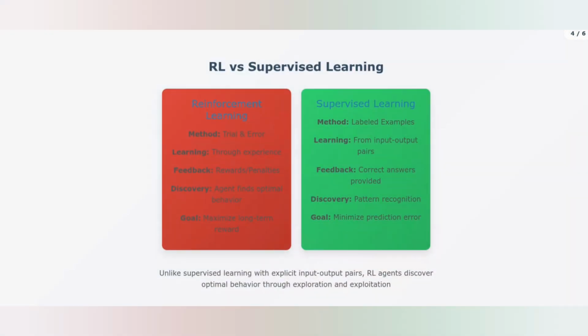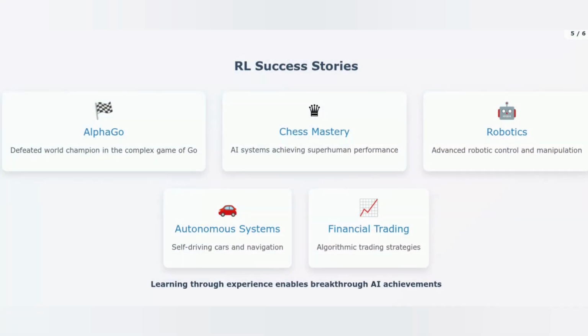Unlike supervised learning, where you provide explicit input-output pairs, in RL, the agent discovers the optimal behavior itself through exploration and exploitation. It tries different actions, observes the consequences, and updates its strategy based on the feedback it receives. This paradigm is what enabled AI to defeat human champions in complex games like Go and chess. And it's driving advancements in robotics, autonomous systems, and even financial trading. It's about learning through experience.